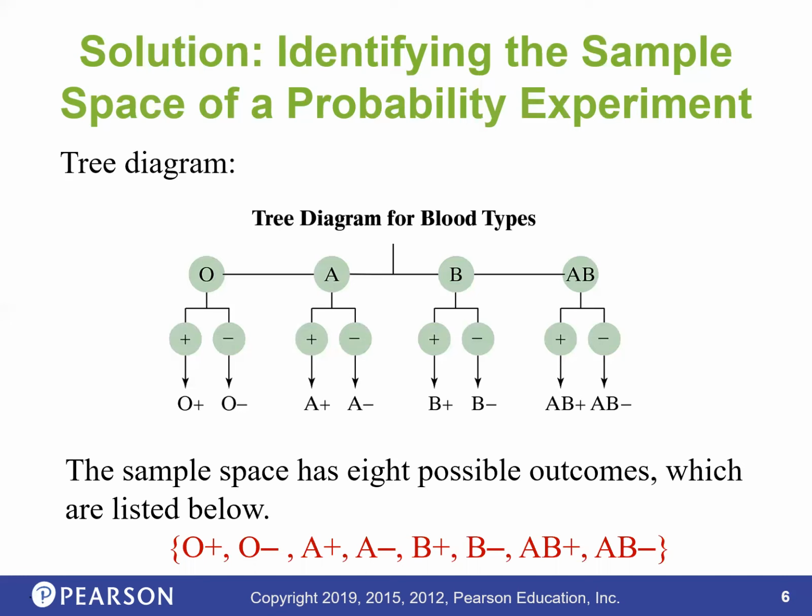Okay, if we do the O's first, so O positive, O negative, and we have A positive, A negative, B positive, B negative, and AB positive, AB negative. Perfect. 8 different possibilities. It does come from this concept of if you have 4 possibilities for the first one, 2 possibilities for the next one, you multiply the possibilities together to get your sample space. That's cool.